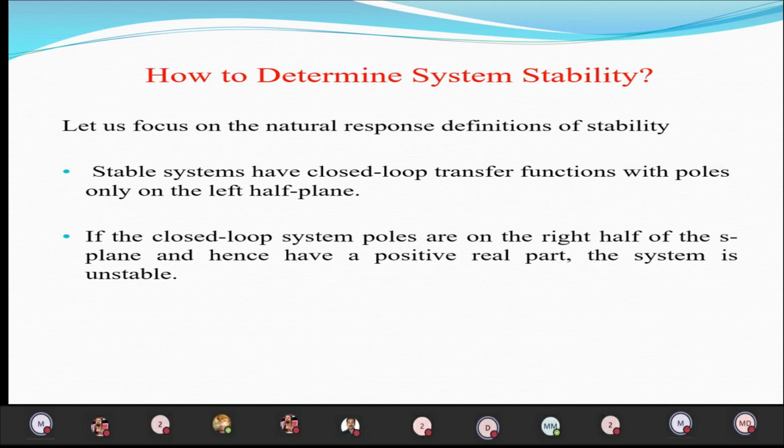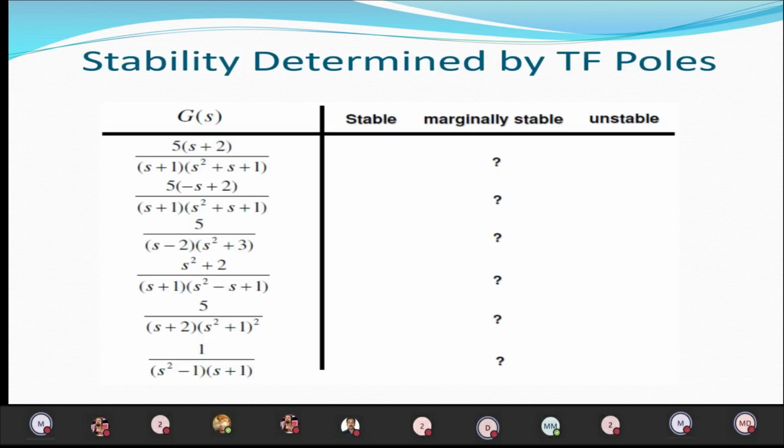Here we can clearly see how the stability of the system is analyzed. When the closed loop transfer function poles are located in the left half of the S plane, the system is stable, and it is said to be unstable if the poles are located in the right half of the S plane. This is a very simple way to determine the stability of the system.